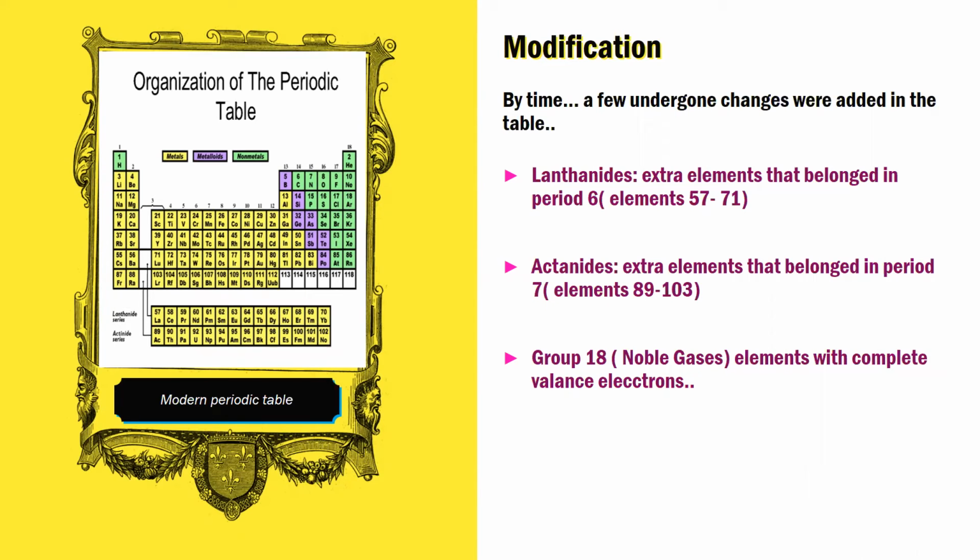Over time, a few changes were added to the periodic table. Number one, lanthanides. These were the extra elements that belonged in period 6. They were elements 57 to 71. And actinides were also extra elements right below the lanthanides that belonged in period 7, which were elements 89 to 103. Lanthanides got their name because the first element of that row was called lanthanum, and actinides had the first element of their row called actinium. Moving on to group 18, noble gases, elements with complete valence electrons that were also added to the modern periodic table.